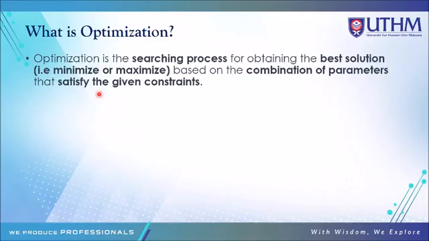So in the optimization, we have three main important parts. First of all, our objective. In the optimization, we must have an objective, whether we want to minimize or maximize, and then we have our parameters, the parameters that we want to minimize, for example, and then of course those parameters have their own constraints. I will discuss in detail in the next slide.